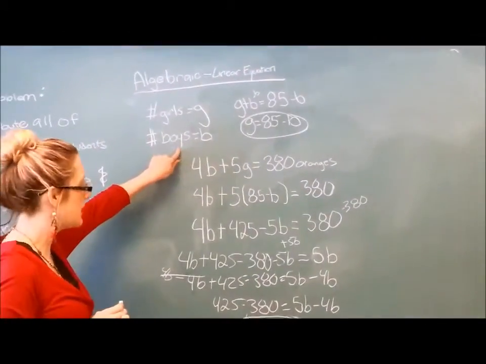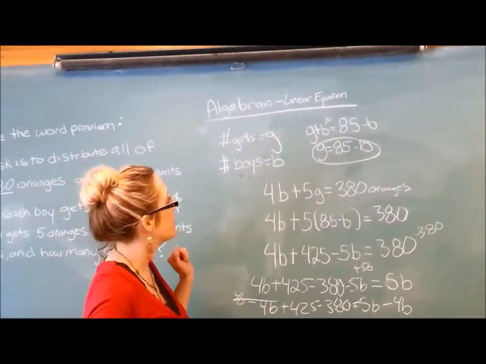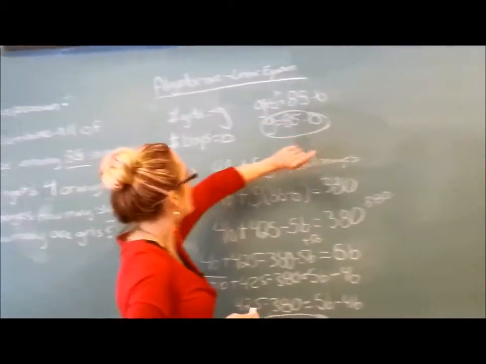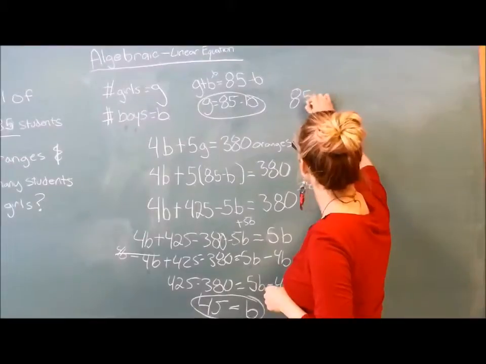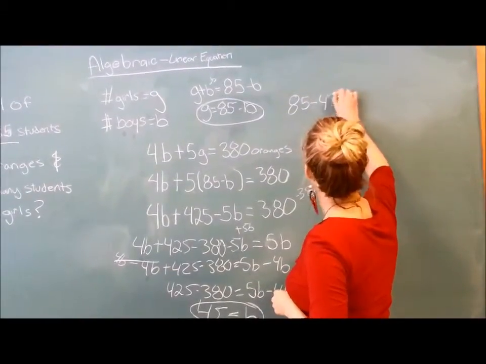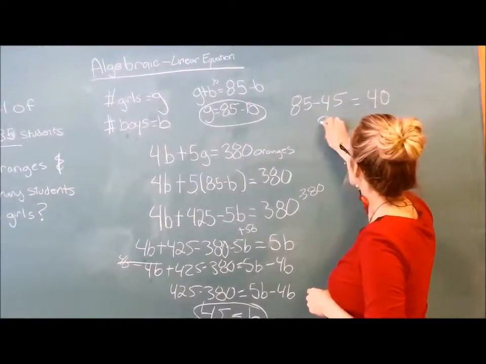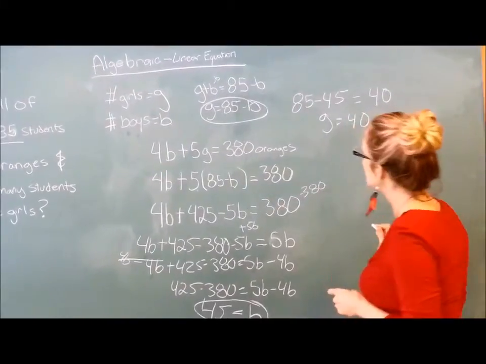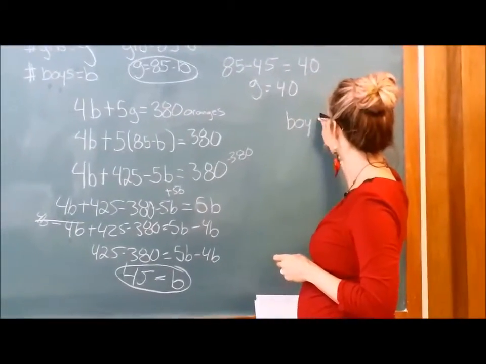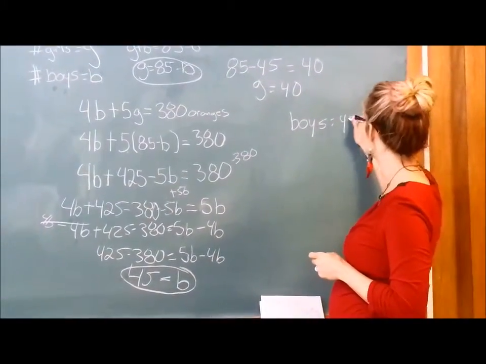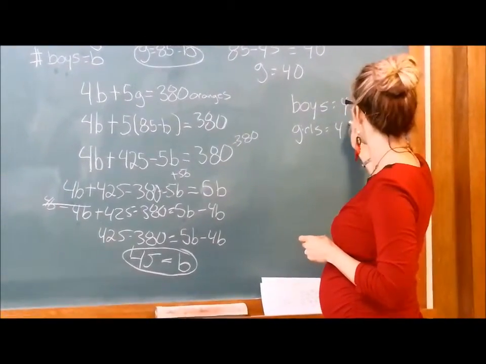What does that tell us? Let's look back up here. B is the number of boys. So if we have 45 boys, now we can get the number of girls. 85 minus 45 gives us 40. So we know that G equals 40. And now we've solved the problem. 45 boys in the class, and 40 girls in the class.